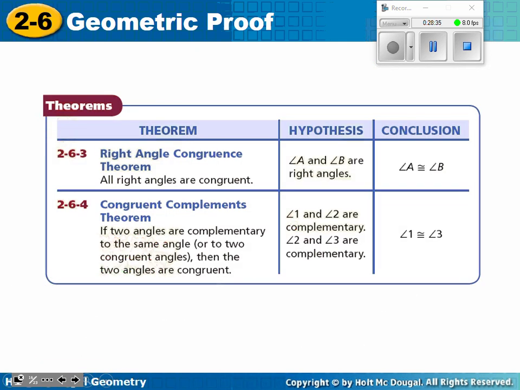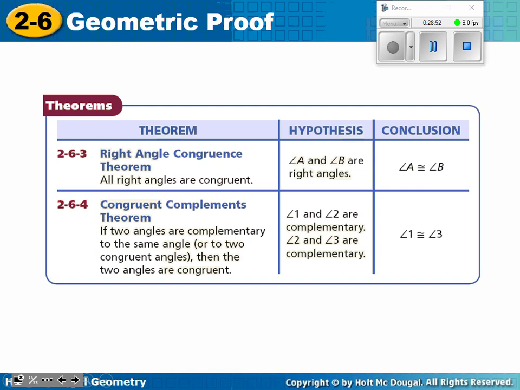Okay, couple more theorems. And the hard part is you're going to learn a lot of theorems as we go. You've got to study them, okay? Right angle congruence theorem is awesome. It saves us a lot of time. If you don't remember this theorem, you're going to have to show like 4 steps in a proof that you wouldn't have to show otherwise.